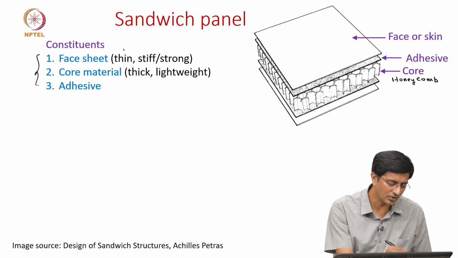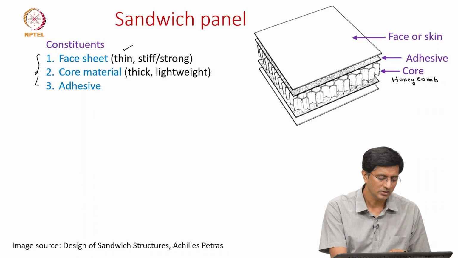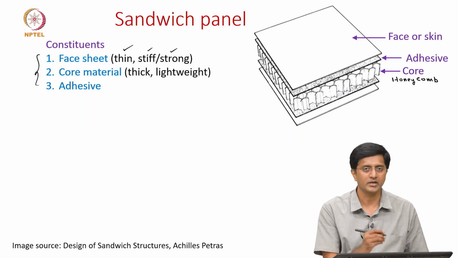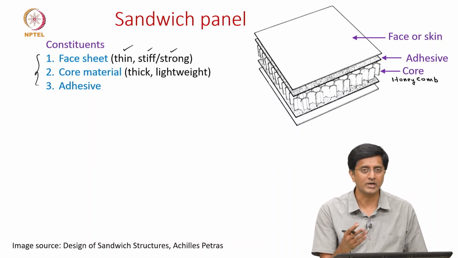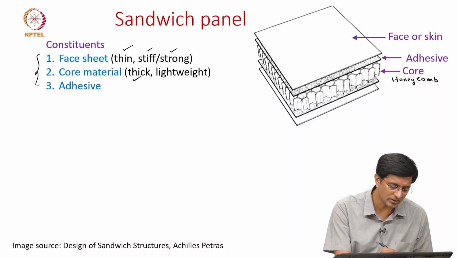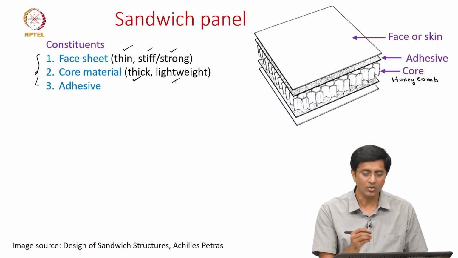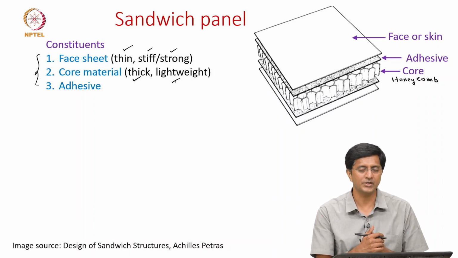Face sheets, we are saying, are usually thin compared to the thickness of the core. But we choose materials which are very stiff and strong, like high alloy aluminum or titanium, or even fiber reinforced composites. These are all face sheets we can use, which can give you high strength and stiffness. But for the core material, usually the thickness is very high, and we choose a material which is lightweight. So now let's see what is the advantage of the sandwich panel and how it achieves a lightweight structure.